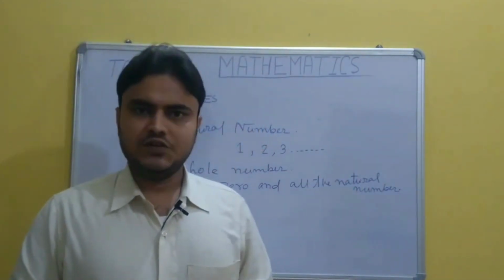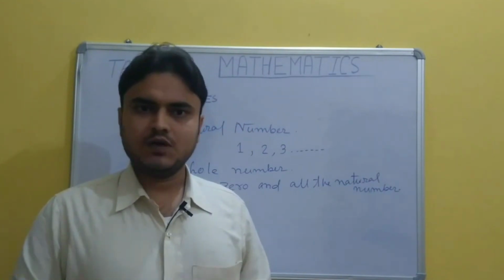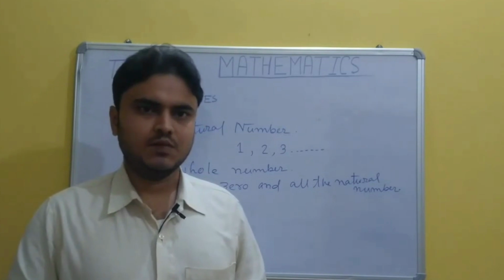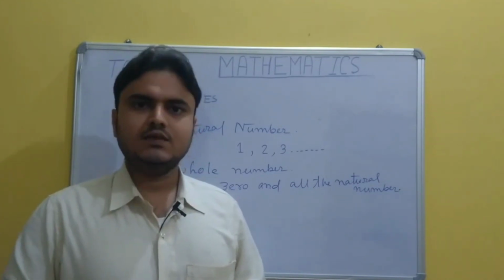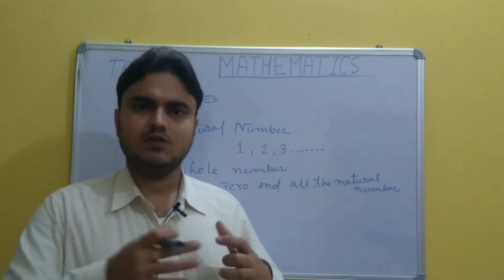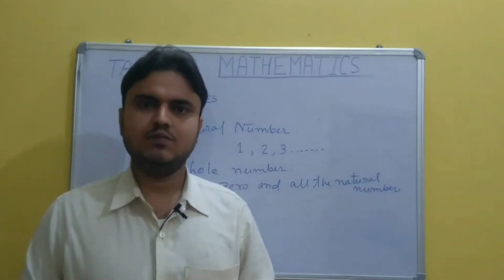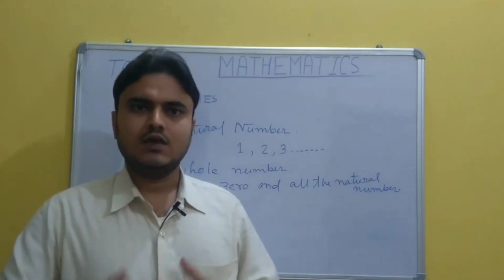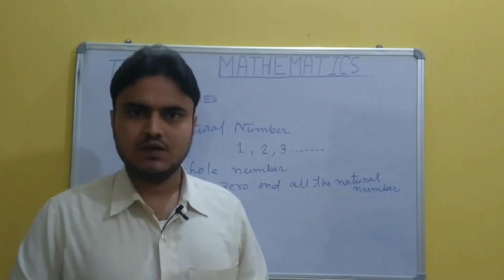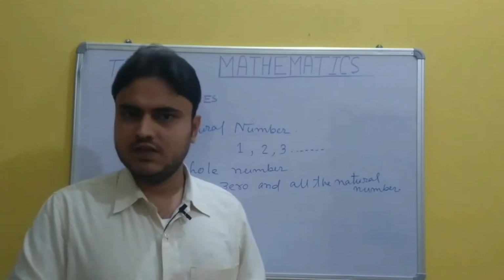Next one is integer number. It is very important for class 7 students. What is an integer number? An integer number consists of all the whole numbers, that means 0 and all the counting numbers or natural numbers, and all the negative natural numbers or negative counting numbers.